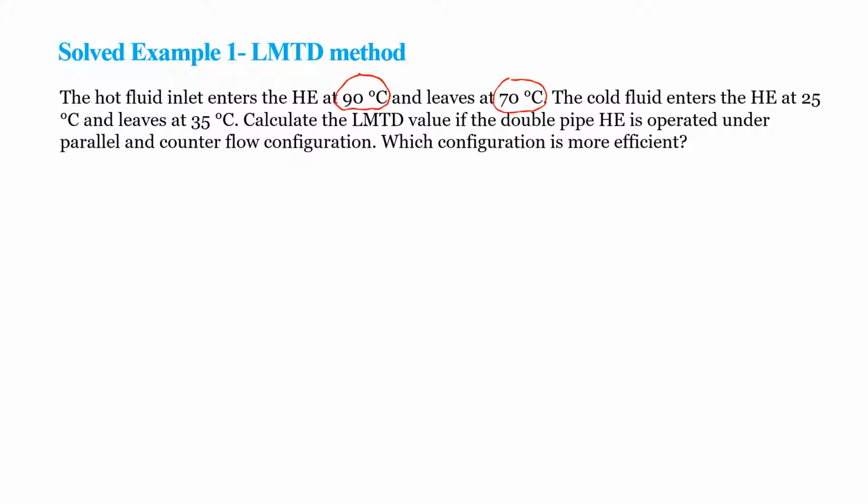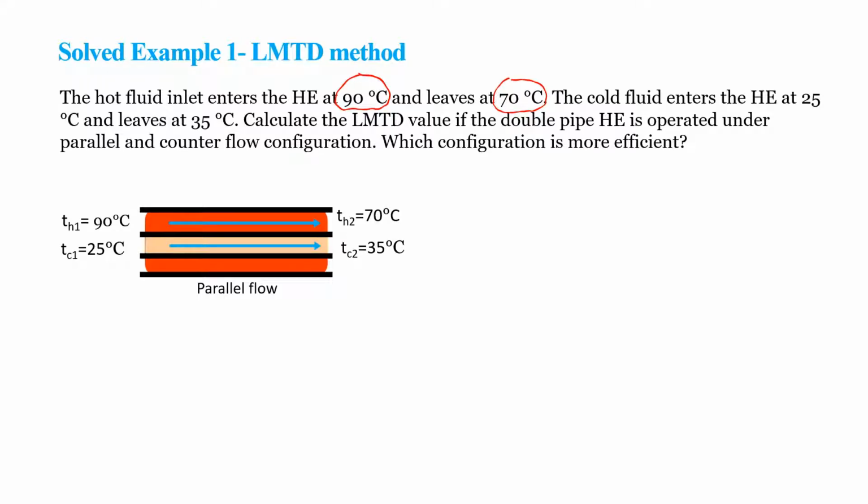So the very first step to analyze the problem is to make a basic illustration of the heat exchanger, which we have here. In the first one on the left, it is the parallel flow. Parallel flow means both hot liquid and cold liquid move in the same direction. On the left side here, this is the inlet, and on the right side this is the outlet. Then the conditions of the hot fluid and cold fluid are given. In this case, we are asked to find out the LMTD.